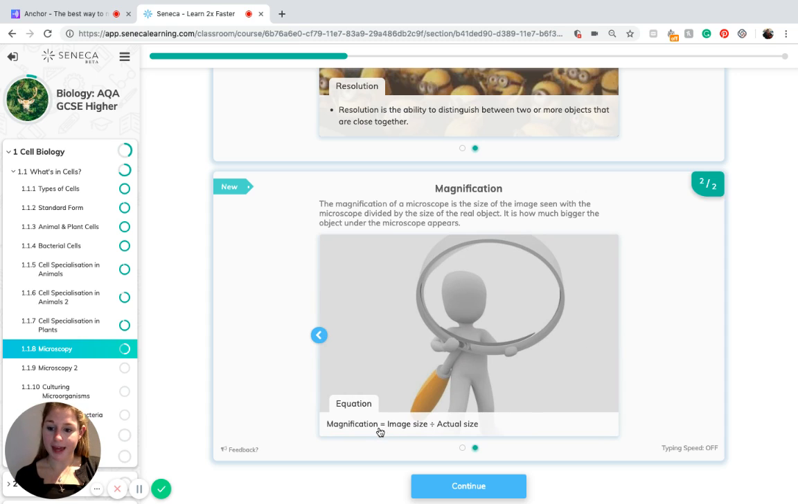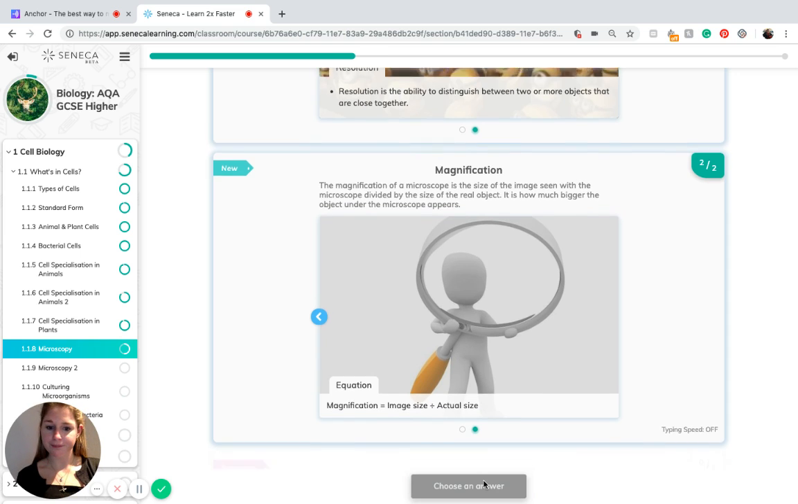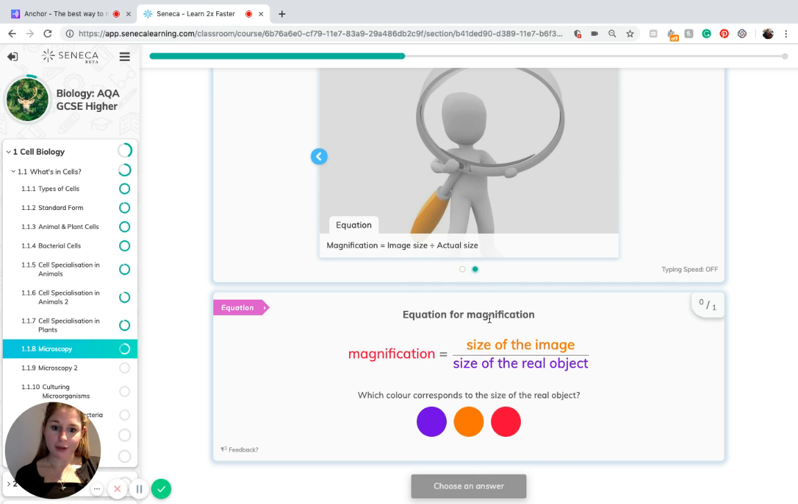To recap that equation, magnification is the image size divided by the actual size of the object which is being magnified. So to look at that equation again, magnification equals size of image divided by size of the real object.